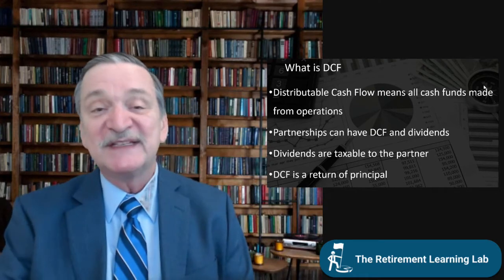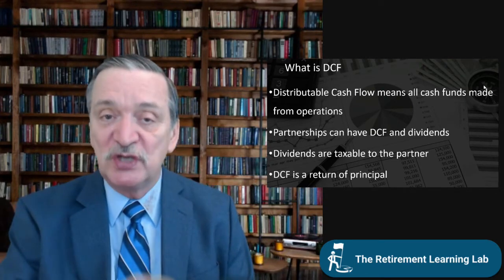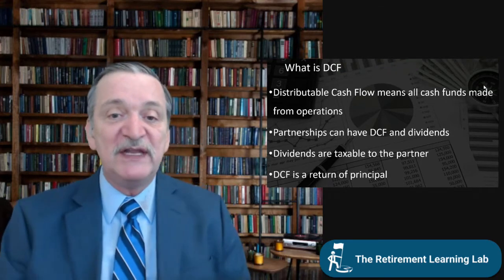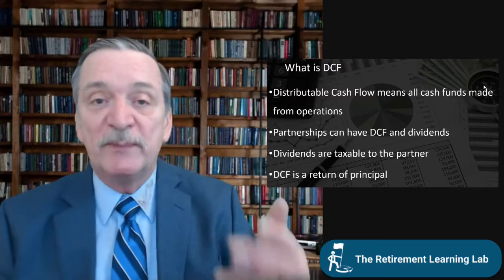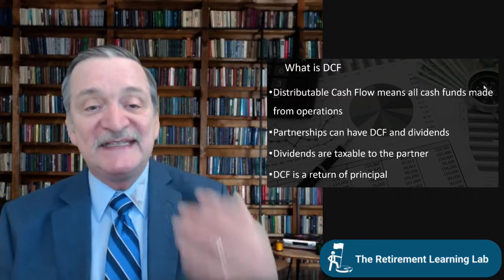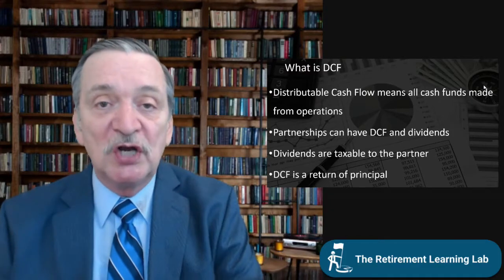Now, partnerships can have DCF, or distributable cash flow, and they can also have dividends. Now, dividends are actually taxable to the partner. Remember, the partner, that's synonymous with the shareholder. The DCF is actually a return of principal.